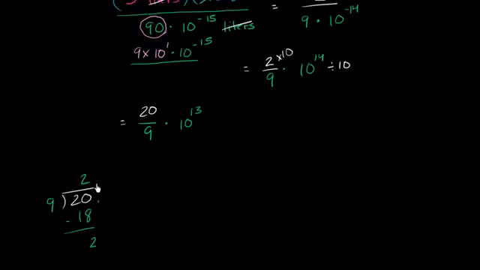I think you see where this is going to go. Get a remainder of 2. 9 goes into 20 2 times. 2 times 9 is 18. We're just going to keep getting 2's. So we get another 2, bring down the 0. 9 goes into 20 2 times. So this thing right over here is really 2.2 repeating. But they said round to 2 decimal places. So this is going to be equal to 2.22 times 10 to the 13th power.